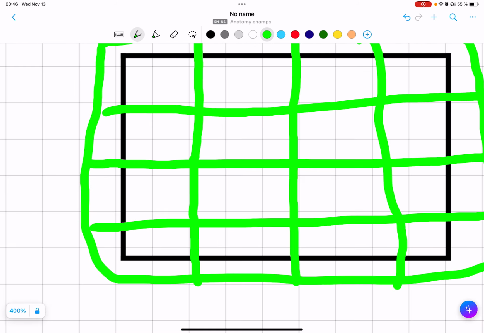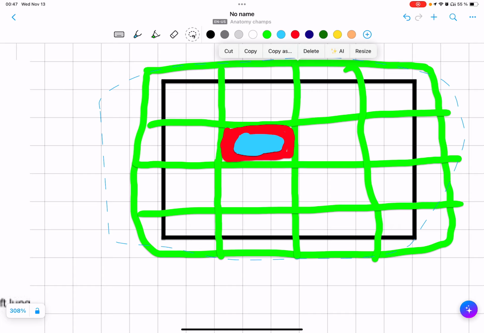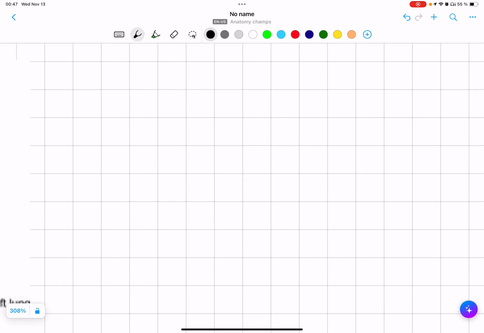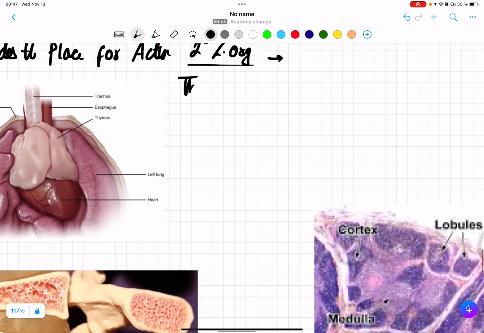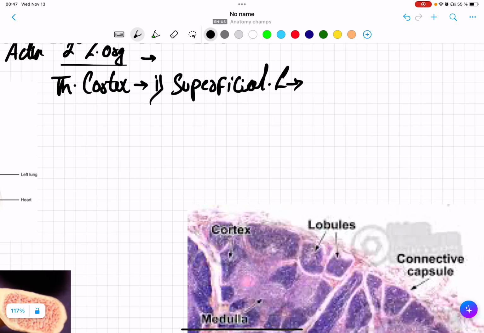Now each lobule is divided into a peripheral cortex and a central medulla. You know, everything has its cortex and its medulla, right? Now, if I talk about the thymic cortex, then it is differentiated into three layers. First layer is your superficial layer, the most superficial part.